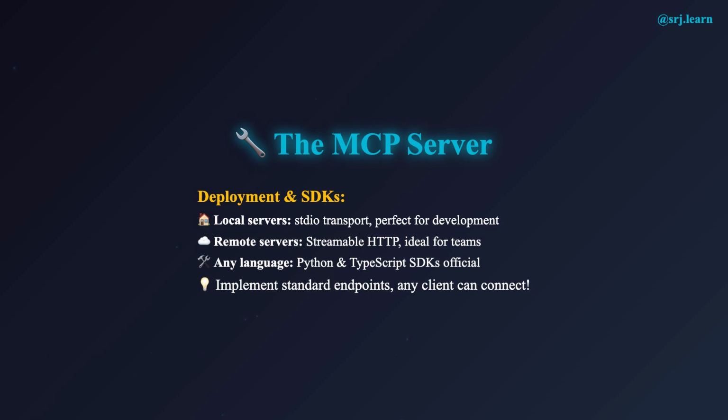Any programming language can implement an MCP server. Python and TypeScript have official SDKs that make development a breeze. But the protocol is open, so you could build a server in Go, Rust, Java, or even Bash if you wanted. The key is implementing the standard endpoints: list tools, call tool, list resources, read resource, list prompts, and get prompt. Once you do that, any MCP client can connect and use your server.